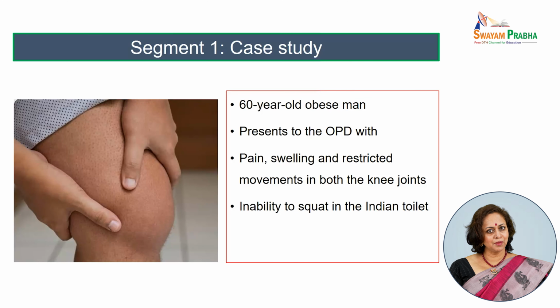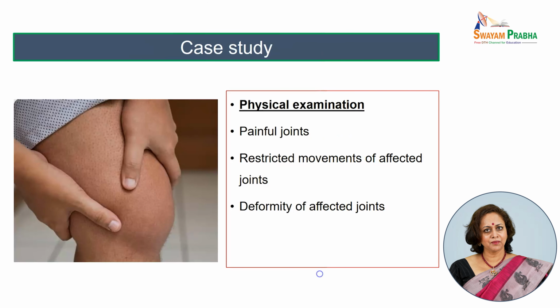Let's start with segment 1 being a case study. So we have a patient presenting, a 60-year-old obese man presents to the clinic with pain, swelling and restricted movements in both his knee joints. He also gives history of inability to squat in the Indian toilet.